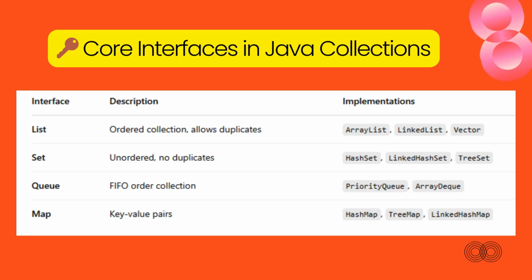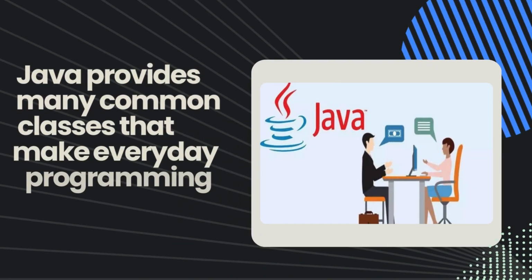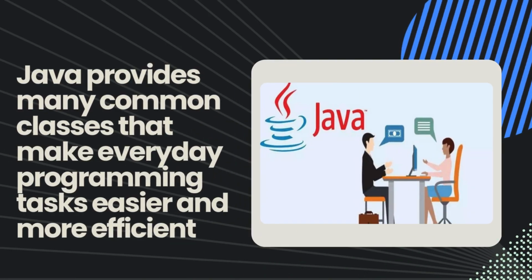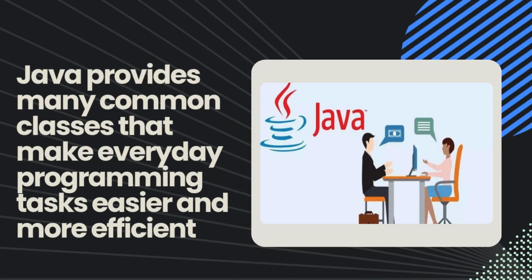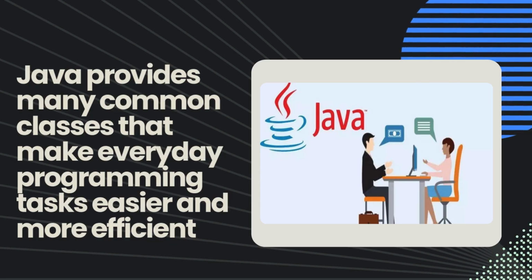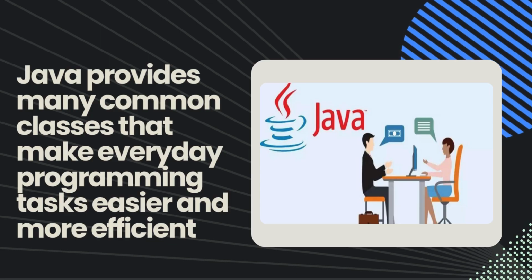And the third one is a queue, which is in FIFO order. FIFO means first in, first out. The last one is a map for key-value pairs. So Java provides many common classes that make everyday programming tasks easy and more efficient. Let's talk about those common classes Java has.